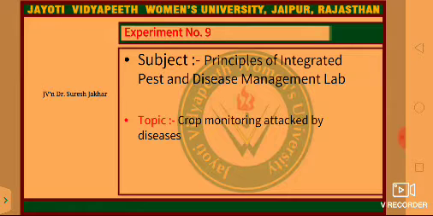Today I will discuss experiment number 9, crop monitoring for attacks by diseases. The disease predictor is a unique outdoor monitoring system designed to take the guesswork out of spray programs. Just by pushing the button we can know the current and past environmental conditions, current disease status, and history of infection period or the probability of disease occurrence. It enables us to time spraying operations for optimum disease control.